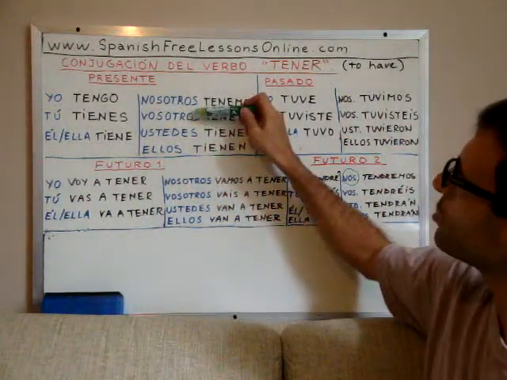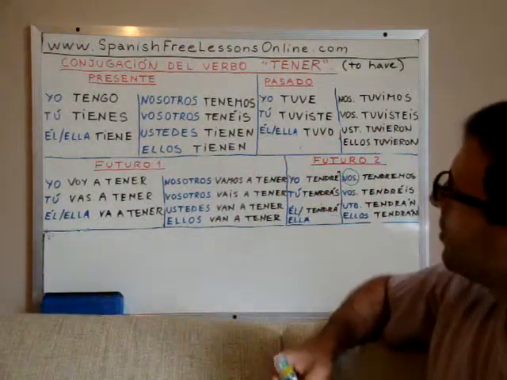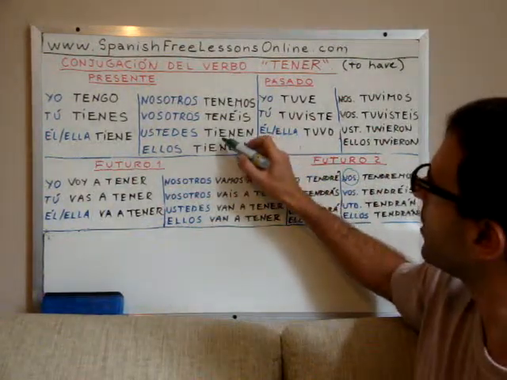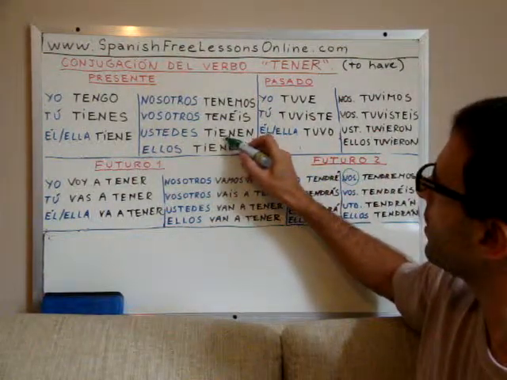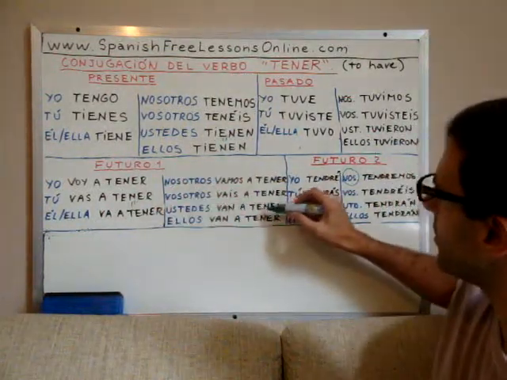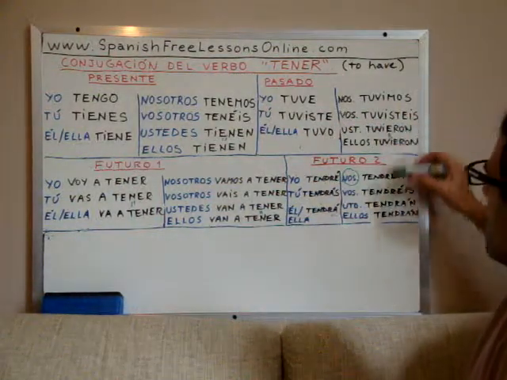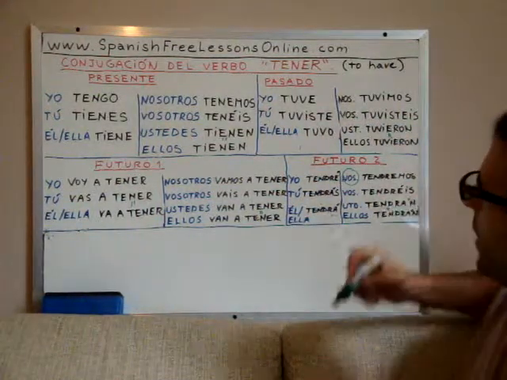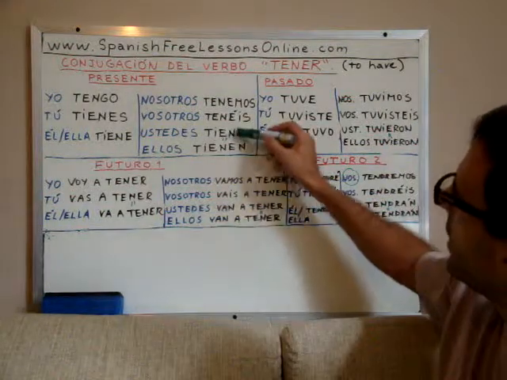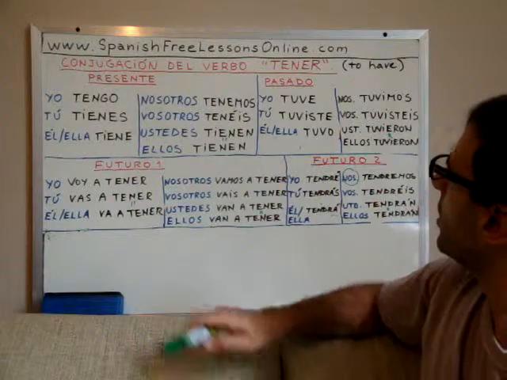So Spanish way, Latin American way. Always take a look how ustedes and ellos, their conjugation is identical, right? Always, you see here, okay, identical. Tienen and tienen, van a tener, van a tener. Let's go to the past.